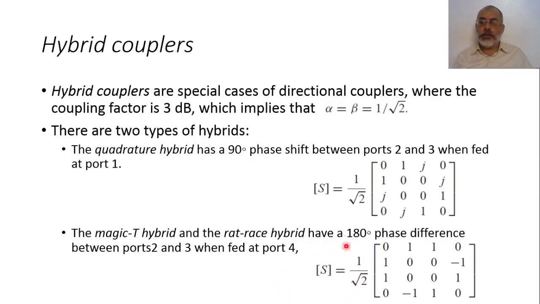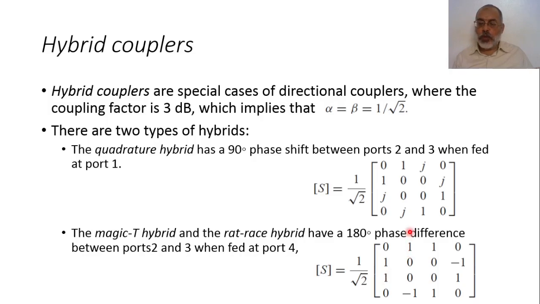The scattering matrix in this case would be S11 is 0, S21 is unity, S31 is unity, S41 is 0, and S22 is 0, S23 is 0, S24 is minus 1, and so on. In this case, if the incident power is going from port 1, it would be divided between port 2 and port 3 with equal magnitude, and it would be in phase.